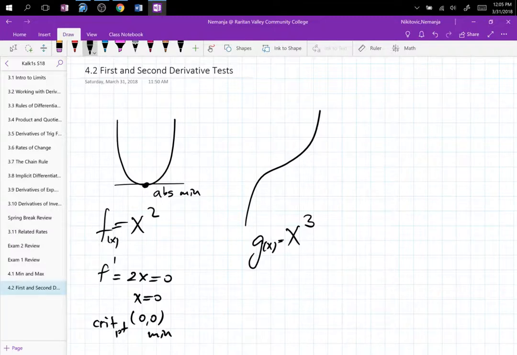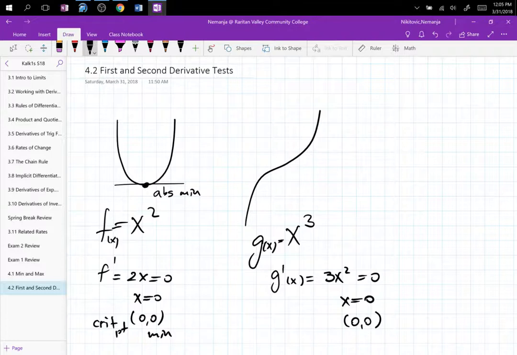But now we're going to do the same thing for our x cubed function, and the scary thing happens. We have 3x squared, you set it equal to 0, you get x equals 0, and you get (0, 0) as a critical point. And then you look at your (0, 0), and it's not a min and it's not a max. Don't worry, the world is not going to end because of that. We have the third creature called an inflection point, and we are going to learn about that one in this section.